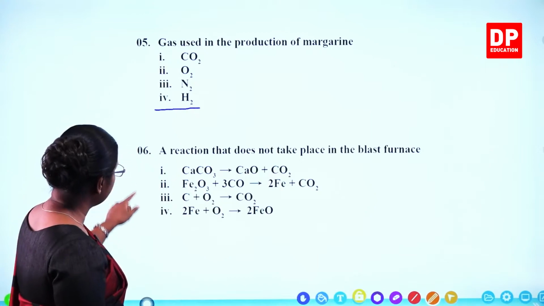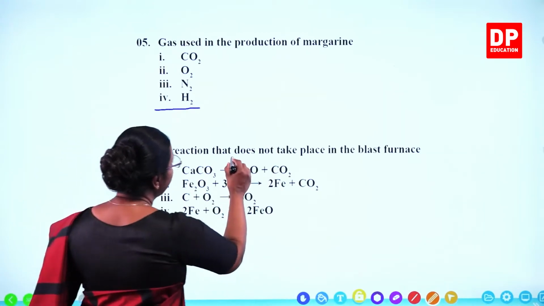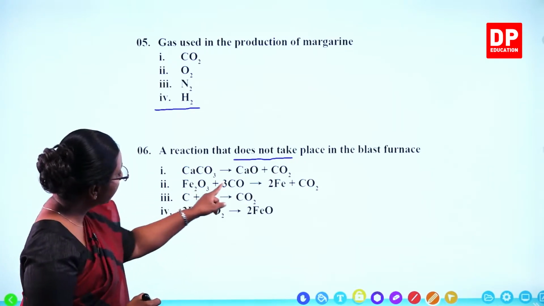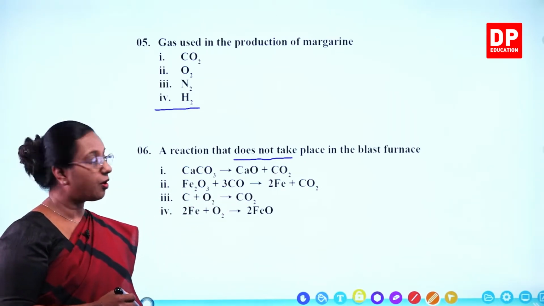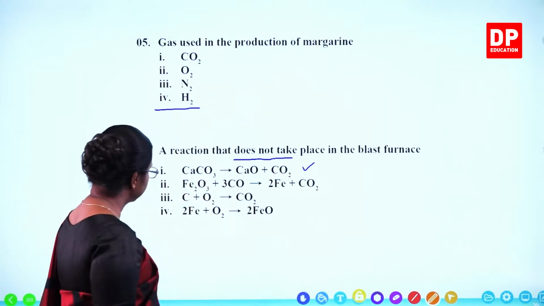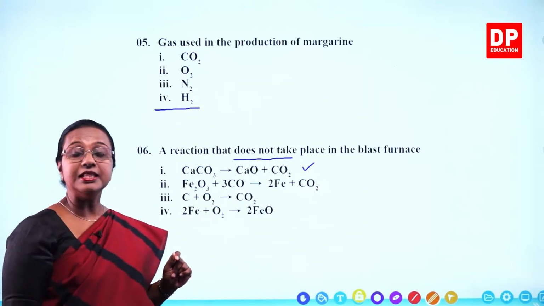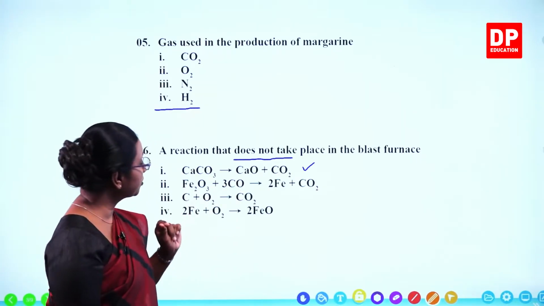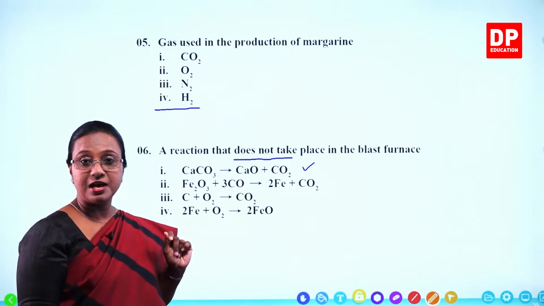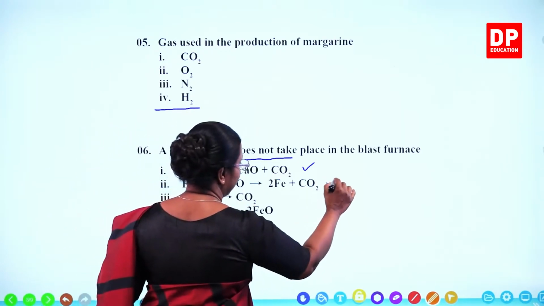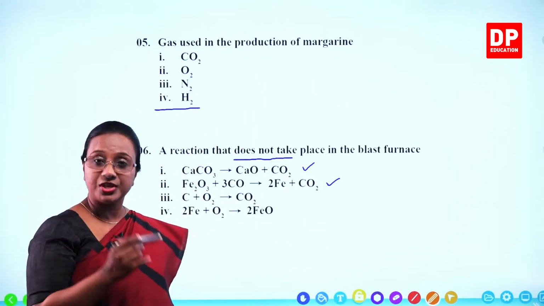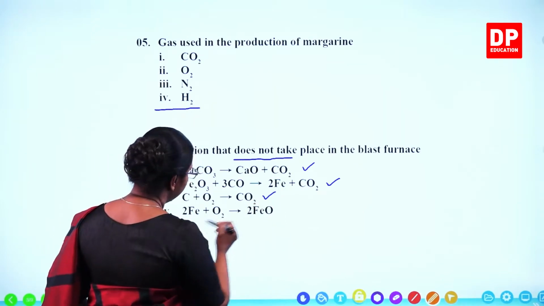If we look at the answers: a reaction that does not take place in the blast furnace. Calcium carbonate decomposing to form calcium oxide and carbon dioxide, it does take place. Then Fe2O3, that is hematite, and carbon monoxide, the reductant, giving rise to iron and carbon dioxide, that also takes place.